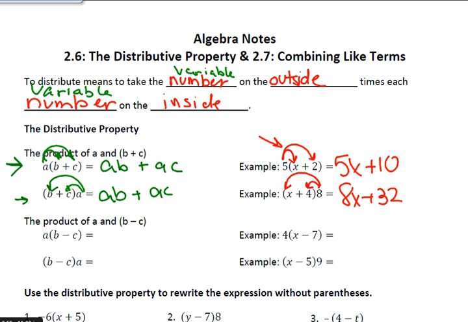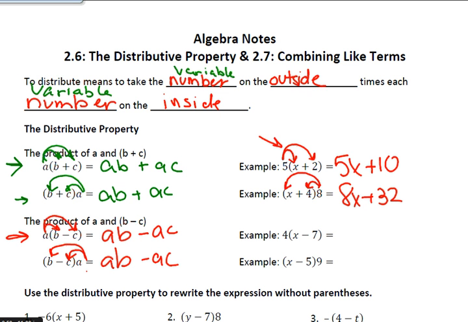So let's try the next couple examples here. So I'm going to take A times each thing on the inside. So A times B is AB, and A times negative C is negative AC. Okay, whatever that sign is, we're going to keep. So same thing, even if it's on the back side. A times B is AB, and A times negative C is negative AC.